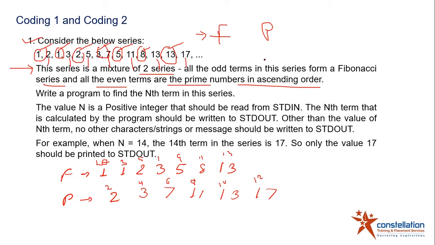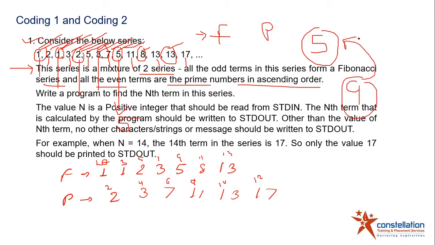Now the point is that the numbering varies here. If I'm talking about the fifth term in the Fibonacci, it is not the fifth term here. The fifth Fibonacci term is counted as 1, 2, 3, 4, and 5, but here which term is it? 1, 2, 3, 4, 5, 6, 7, 8, 9. So this is the ninth term of the series when I am printing the fifth term of the Fibonacci. So there comes the difference.